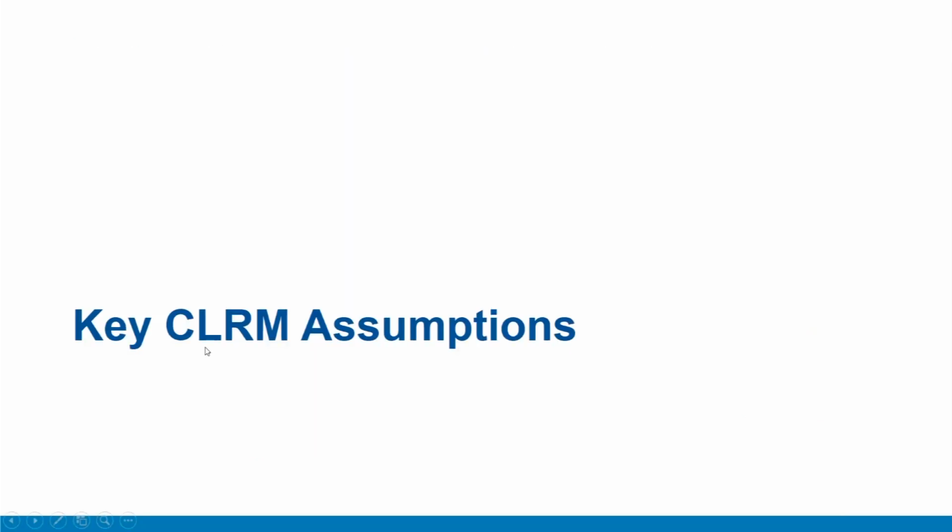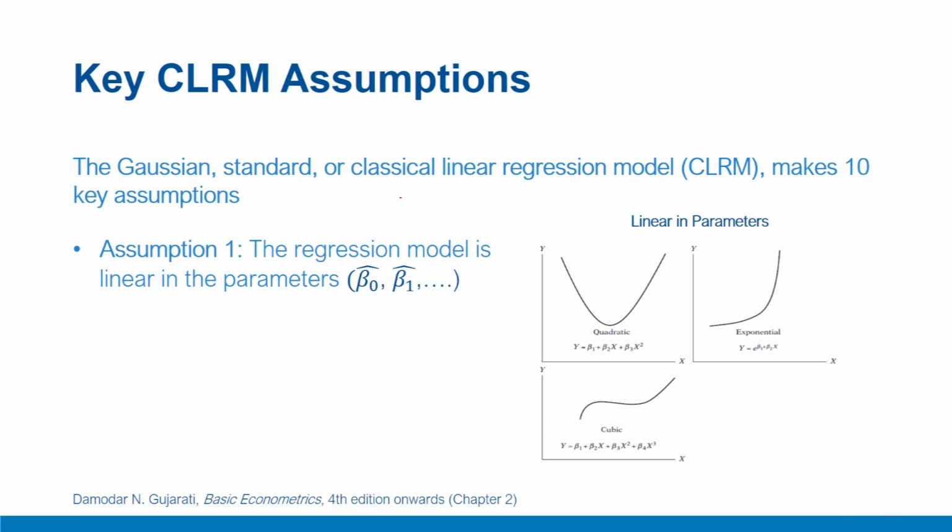In this video, we'll briefly review the key assumptions behind the CLRM, that is, the classical linear regression model. The Gaussian standard or classical linear regression model, as it is called, makes 10 very important assumptions. The first assumption is that the regression model is linear in parameters. For example, let us look at these three expressions. This one, y equal to beta 1 plus beta 2 x plus beta 3 x square, is linear in parameters but non-linear in variables, which is the x square term. However, it can be estimated with the CLRM because it is linear in parameters.